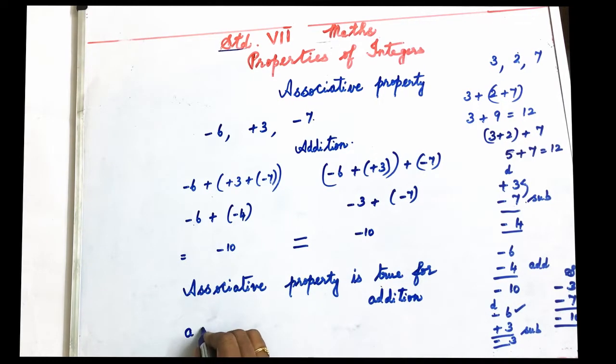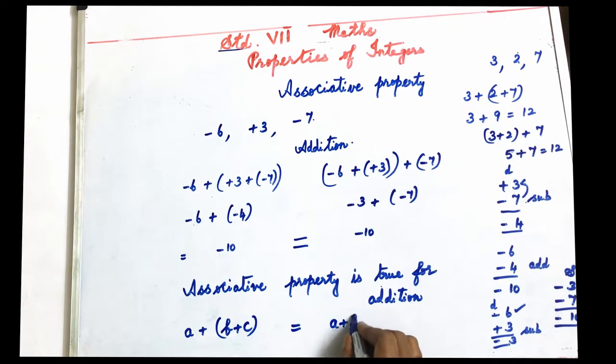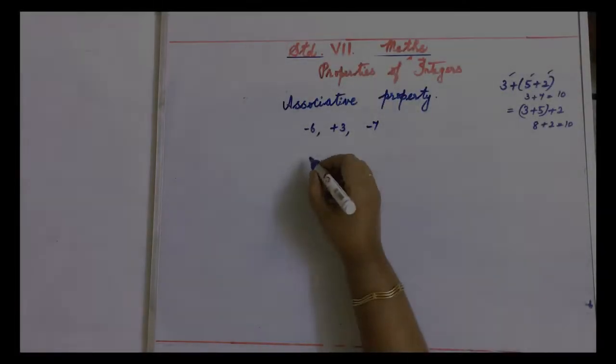This can be written as A plus (B plus C) within brackets is equal to (A plus B) plus C. Next we shall see associative property of subtraction. Now for subtraction.